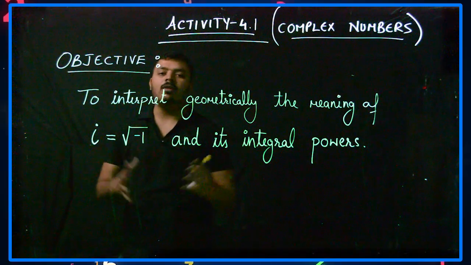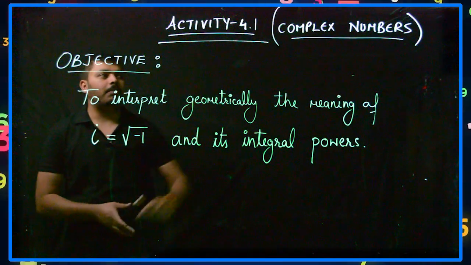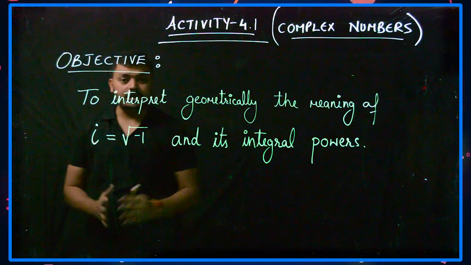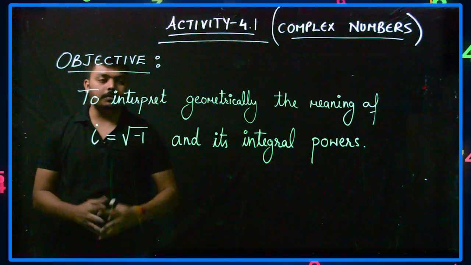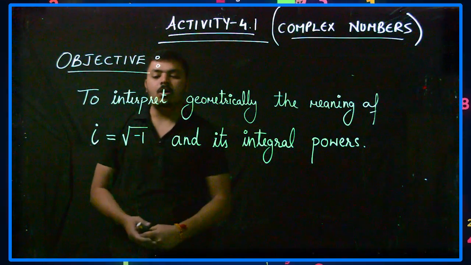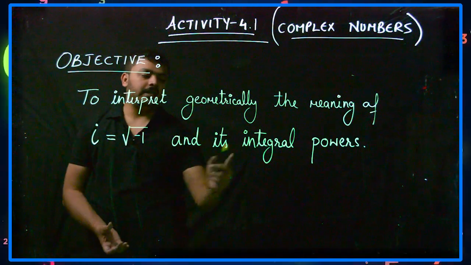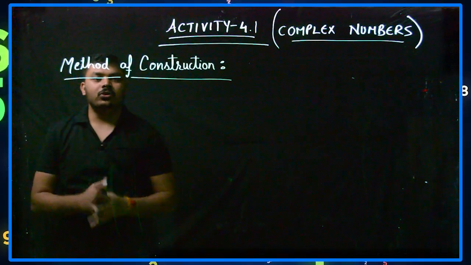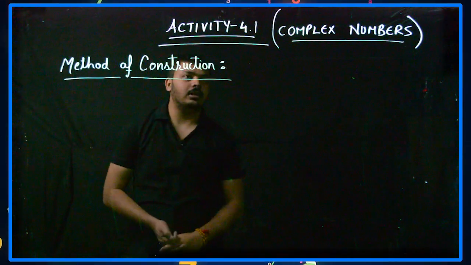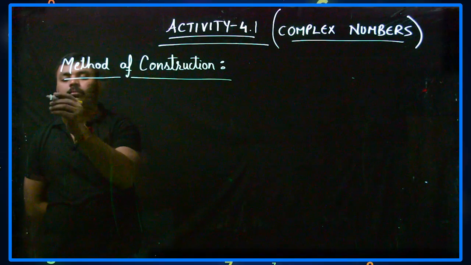So students, now let's start activity 4.1, complex numbers. Our objective for this activity is to interpret geometrically the meaning of iota equals under root -1 and its integral powers. So students, now let's see the method of construction for the given activity.